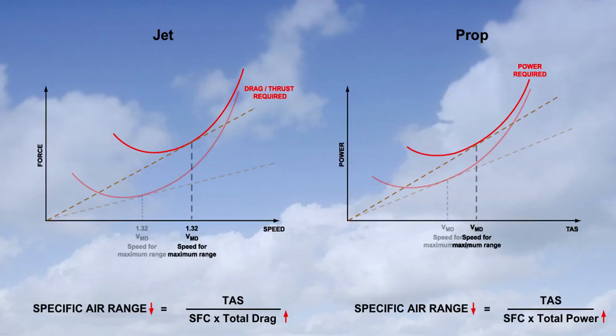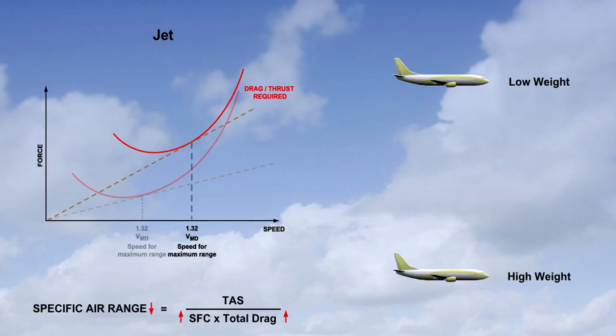However, notice that the speed for maximum range, 1.32 VMD, is now higher. For a propeller-driven aeroplane, it is much the same. At higher weights, more power is required. Therefore, fuel flow increases and range decreases. However, notice too that the speed for best range, VMD, is higher. Remember also that at higher weights, the operating altitudes are reduced, which for a jet aeroplane means that the specific fuel consumption increases, because at lower altitudes, the jet engine is less efficient.